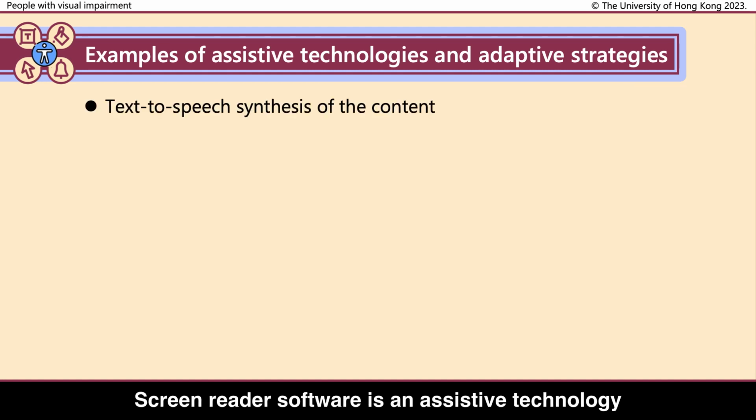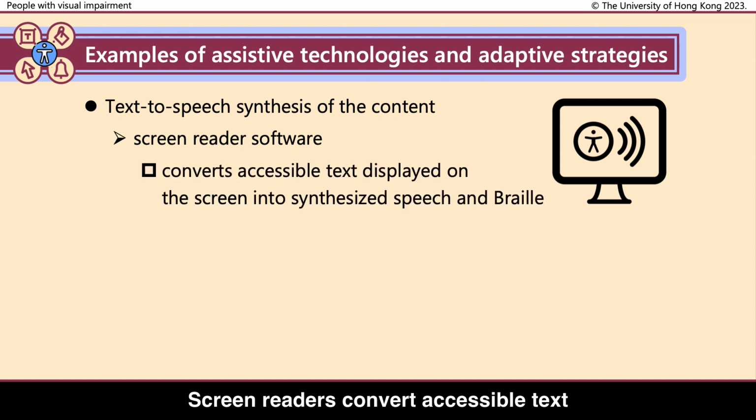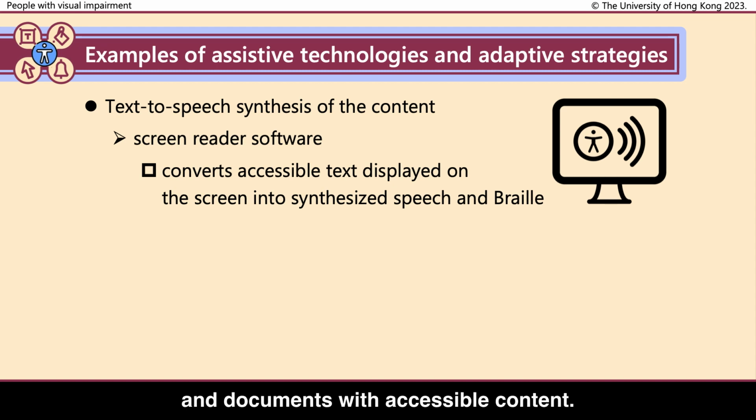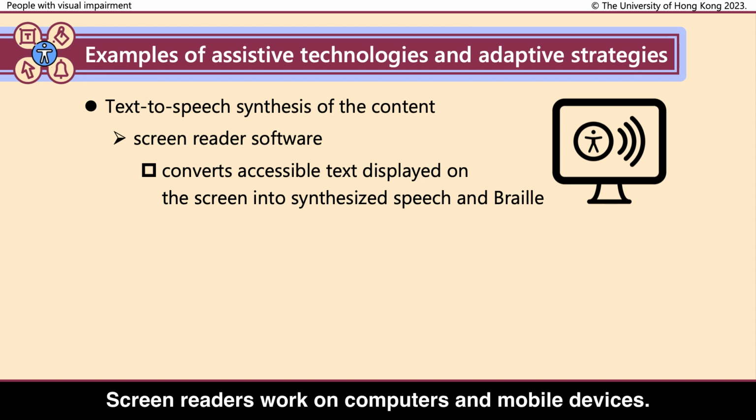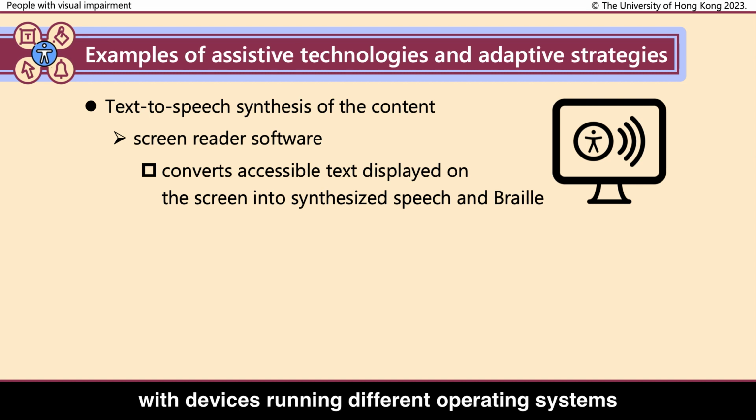Screen reader software is an assistive technology that can perform text-to-speech conversion. Screen readers convert accessible text displayed on the screen into synthesized speech and braille. Examples of accessible text include readable text, images, buttons, or operating system elements with accessible text labels, and documents with accessible content. Screen readers work on computers and mobile devices. They are currently available for use, with devices running different operating systems such as Windows, Mac, iOS, and Android.